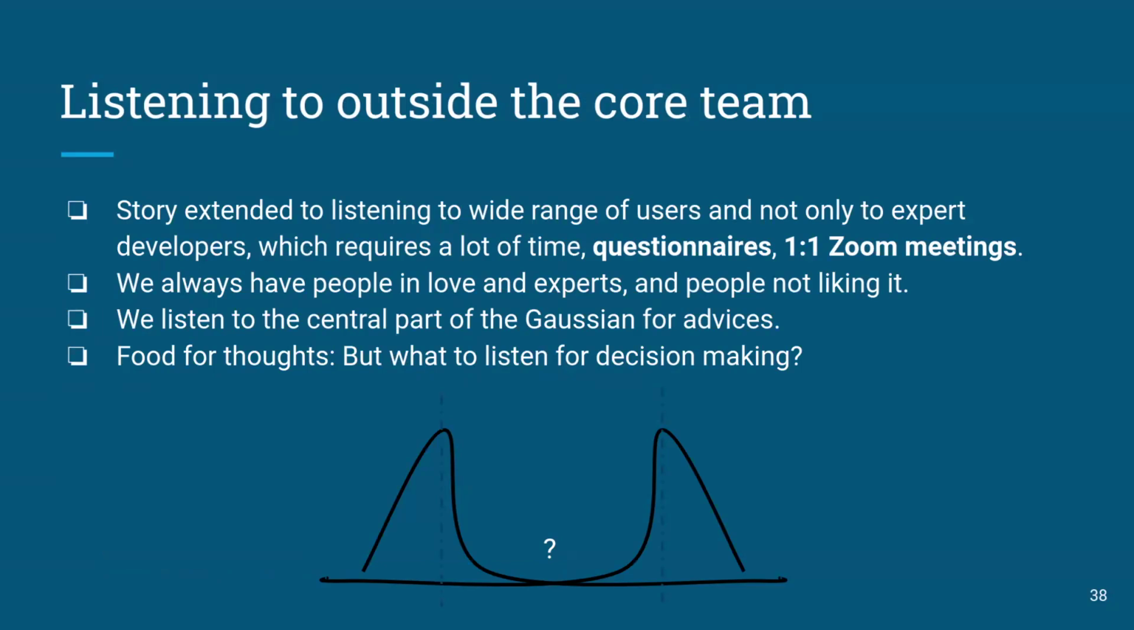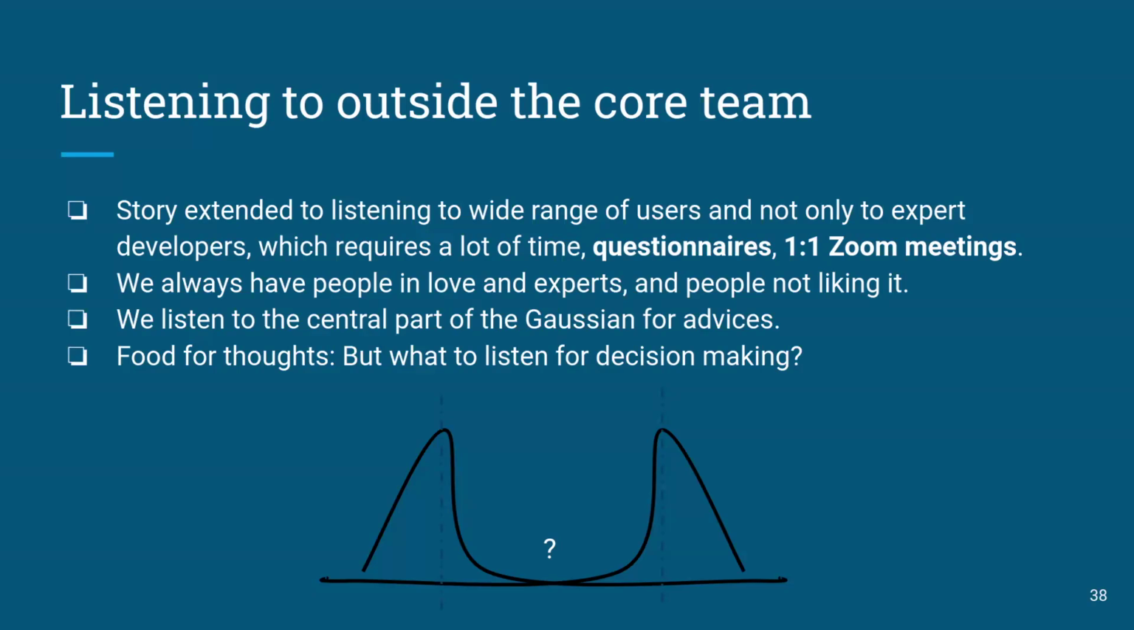So, extending from this, I think we should listen to a wider range of users, but this in general is not easy. We need to put a lot of investment in time and human resources, and in having questionnaires, one-to-one Zoom meetings, and getting feedback from the community. And in general, we have people who love AiiDA, and we have people who don't like it too much. So we try to listen to the whole range of users, and we try to listen to the central part of the Gaussian for advice.